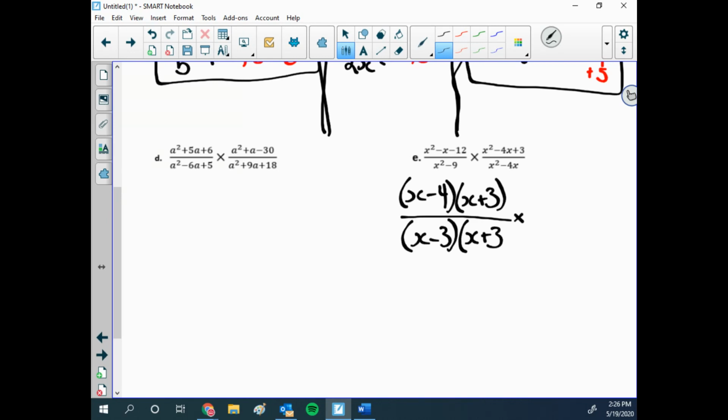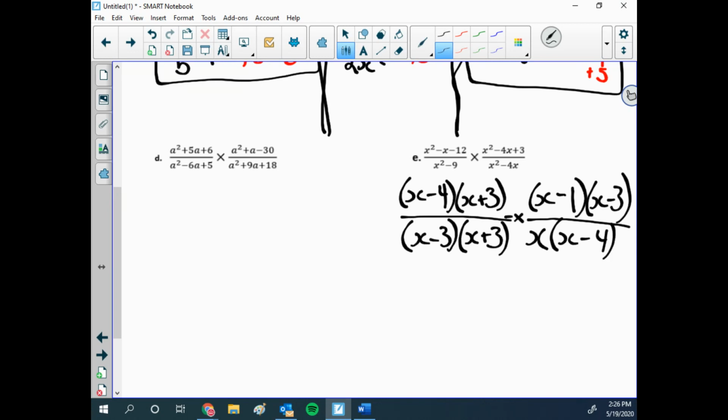fraction. The numerator of the second fraction can also be factored with a equals 1, so shortcut. I'm looking for those two numbers that multiply to 3 and add to negative 4, which would be x minus 1, x minus 3. This denominator here, first thing I can do is remove a GCF. So let's remove an x, and I'd be left with x minus 4. And those can't be simplified any further.